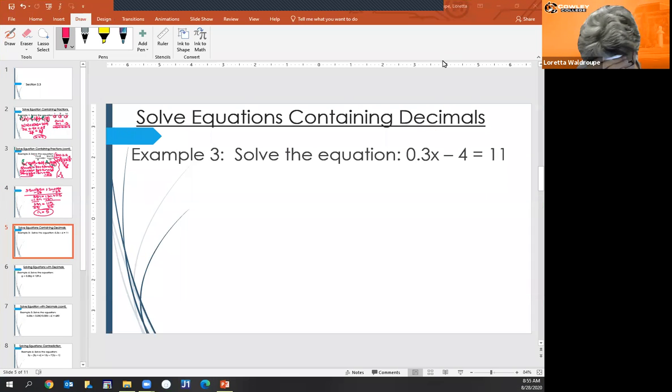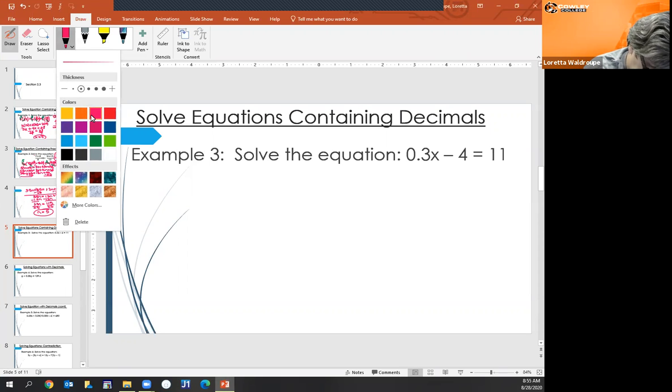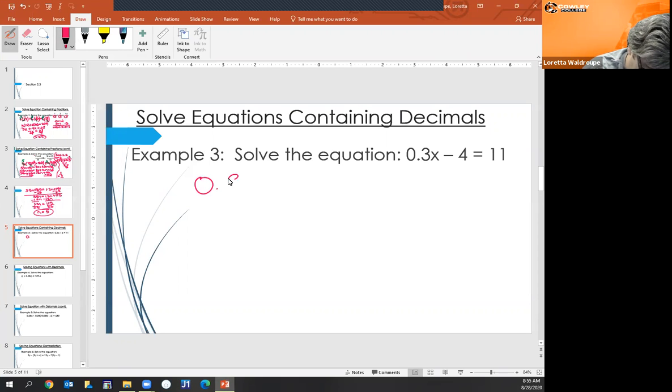Hi guys, this is your second lecture on 2.3, dealing with decimal equations. When you have a decimal in an equation, it's just like any other number. We still want to take this equation and solve it for x just like the others.